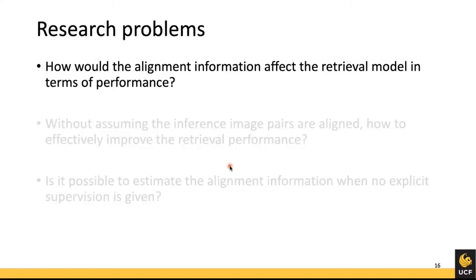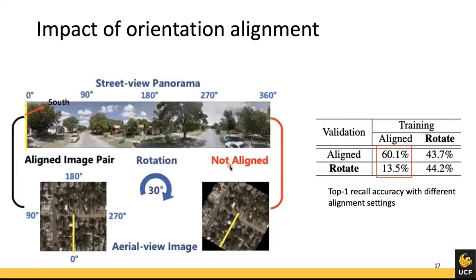Okay, so let's first look at the first problem: how the alignment information would affect the retrieval model. We studied this question by empirically running some experiments. We take the commonly used benchmark called the CVUSA dataset. In this dataset, the orientation alignment is fixed. As I indicated here, this always indicates the south at the beginning, and this direction indicates the south for the aerial image. If we use these orientation-aligned images to train the retrieval or image matching model, and we also test the model on the aligned test set, we can see that a simple baseline is able to achieve 60% top one recall accuracy.